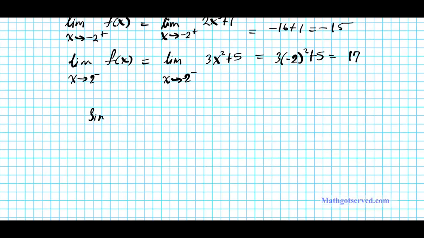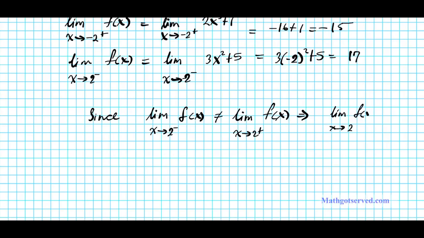Okay, so since the limit as x approaches negative 2 from the left of the function is not equal to the limit as x approaches negative 2 from the right of the function, that implies that the double-sided limit, the limit as x approaches negative 2 of the function, does not exist. All right?